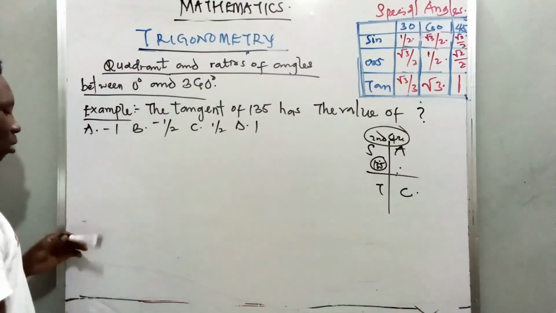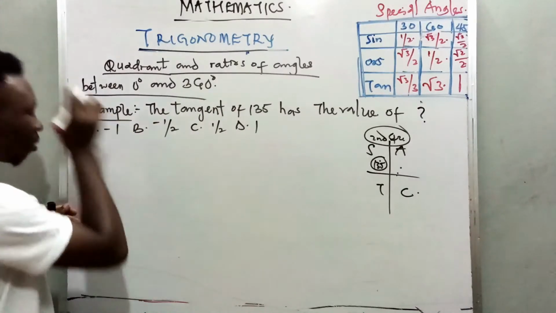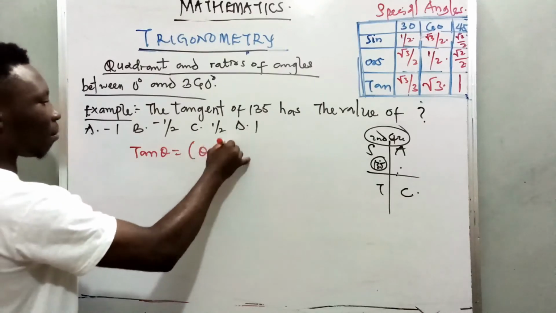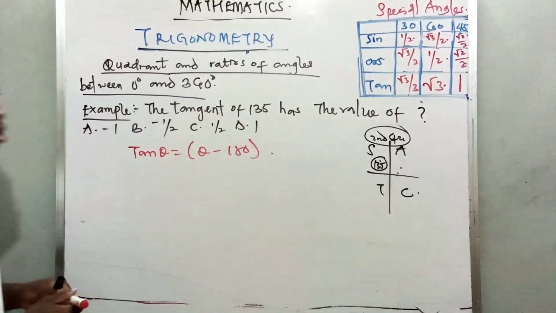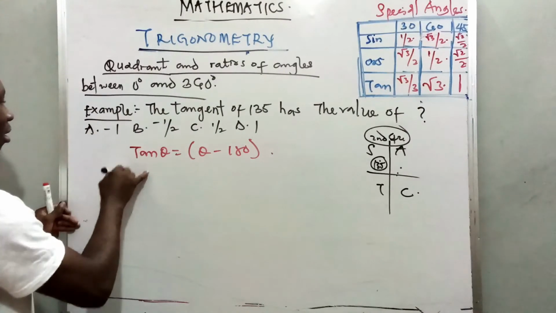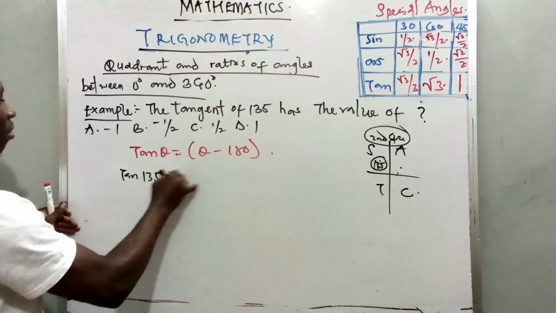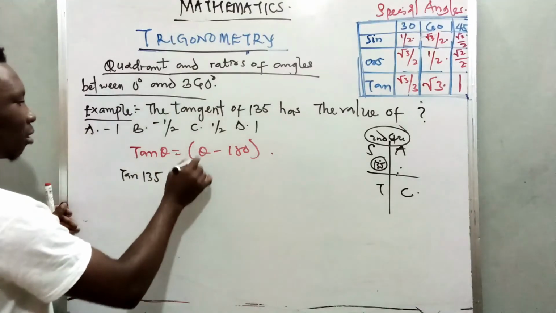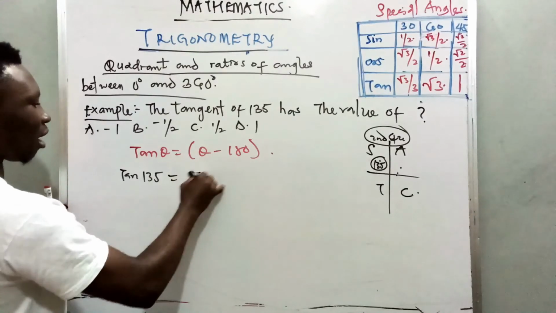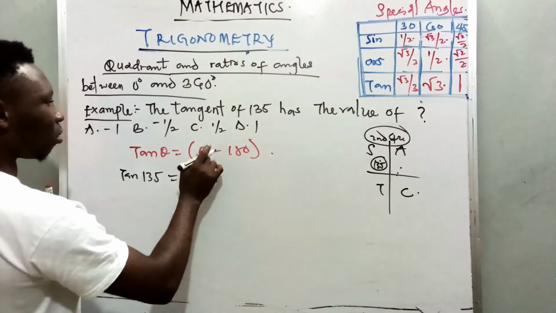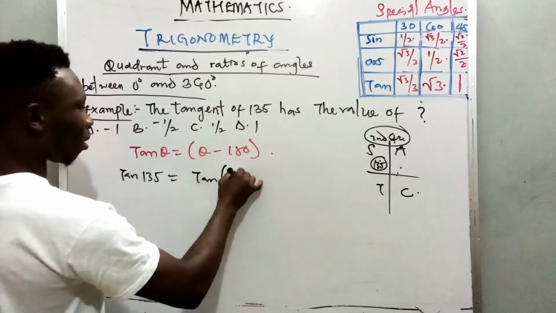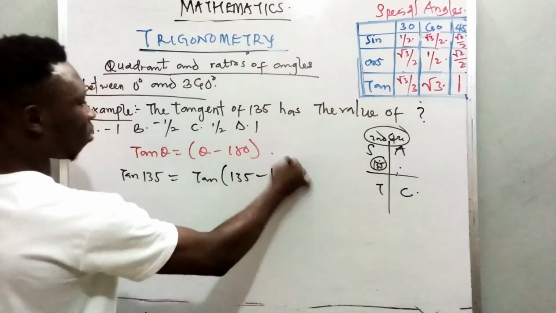Now remember the relation I told you. If you are asked to find the tan equivalent, then you're going to have tan theta is equal to theta minus 180. This relation is really, really necessary. Now, they ask you to find the value of tan 135. That is equal to tan, okay, tan of 135 minus 180.